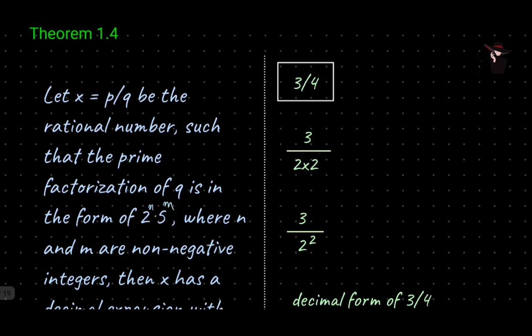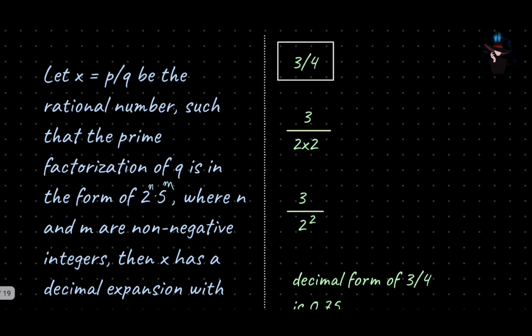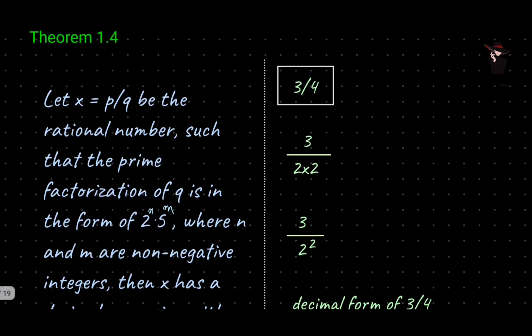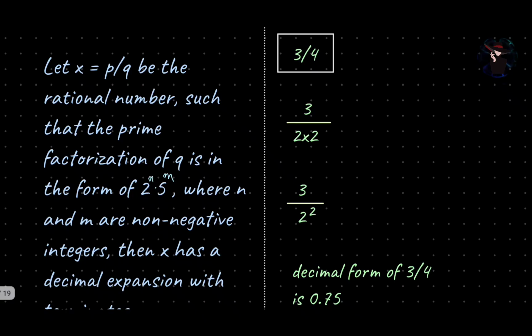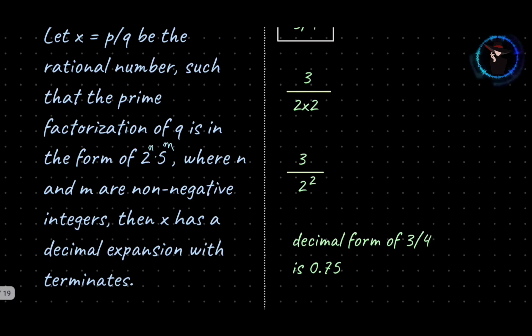The difference is that theorem 1.4 doesn't have co-primes in the explanation, whereas theorem 1.3 has co-primes. But we don't have to worry about that. Those two theorems are about 90% similar to each other. So where n and m are non-negative integers, x has a decimal expansion that terminates, as it is said that this decimal expansion should terminate.